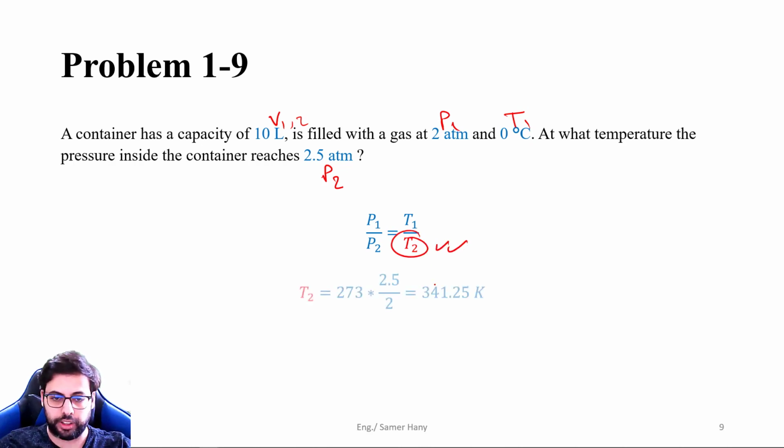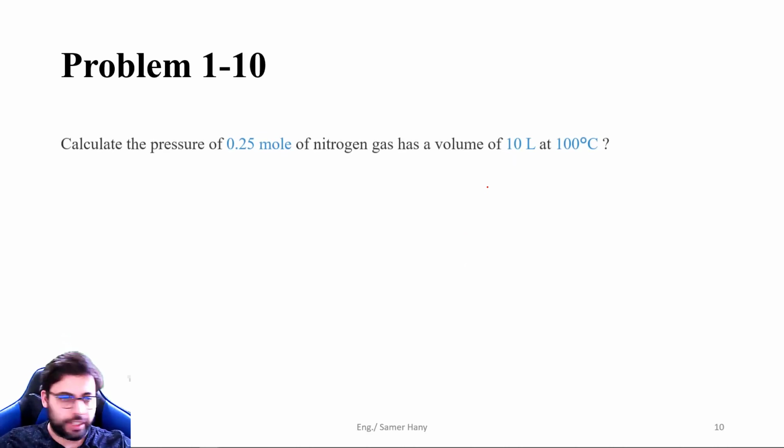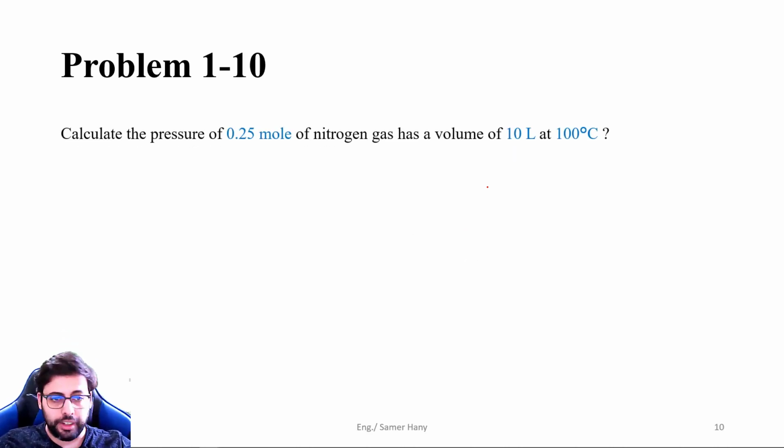We can calculate that simply by substituting, and don't forget to convert this to Kelvin, so it's 273 plus 0, which is just 273 Kelvin. Okay. The second problem: calculate the pressure of 0.25 moles of nitrogen gas that has a volume of 10 liters and 100 degrees Celsius. And this is just direct substitution into the ideal gas law.